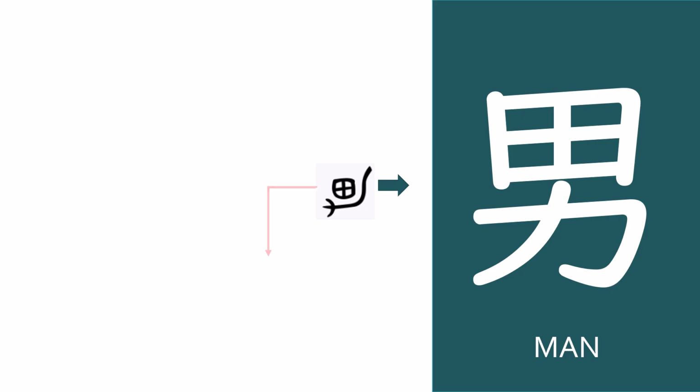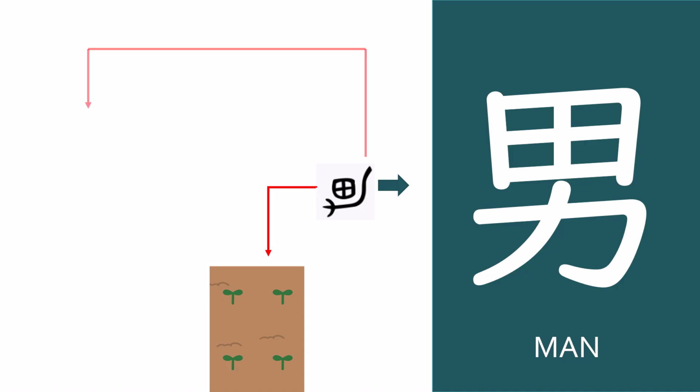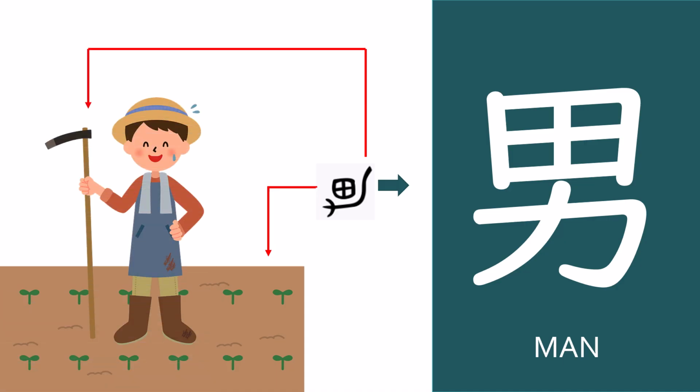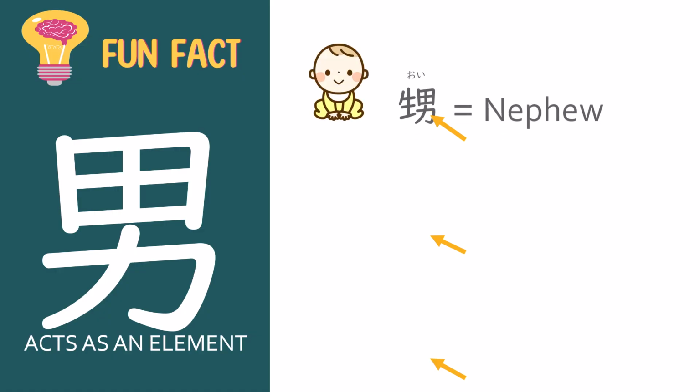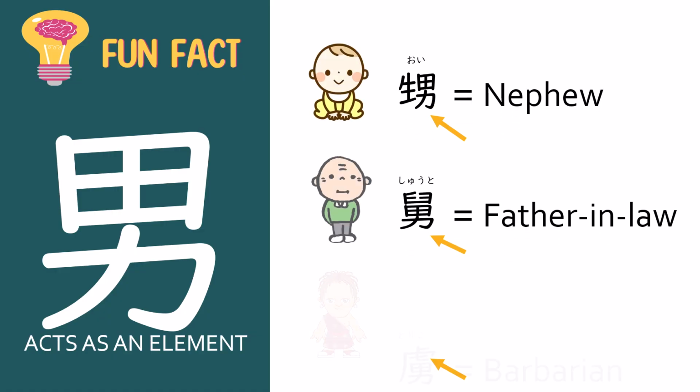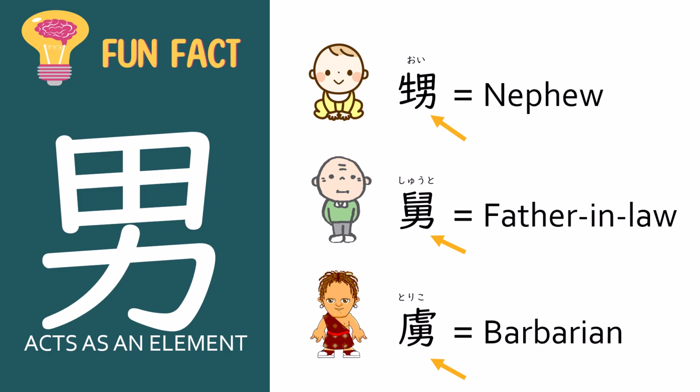The kanji for man was divided into two parts. The top is a rice field. The bottom is a strong arm. The two together show a man providing strength for physical labor. Fun fact, the kanji for man is not a radical, but it can act as an element. We see it in the words nephew, oi, father-in-law, shuto, and barbarian, toriko.